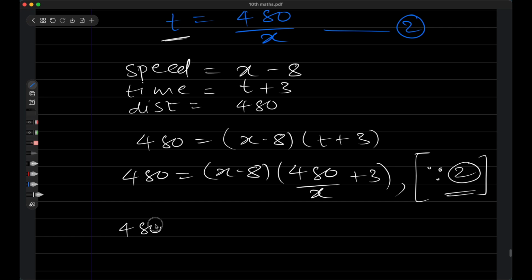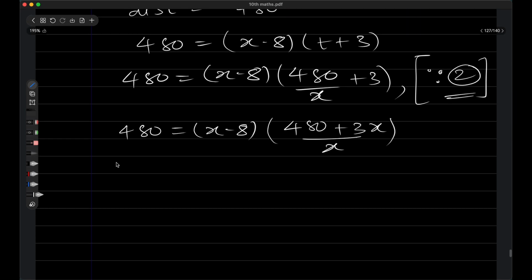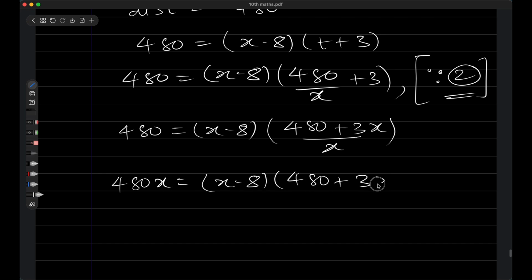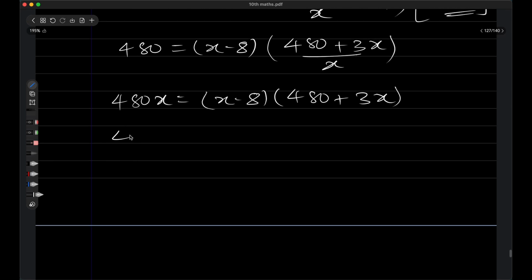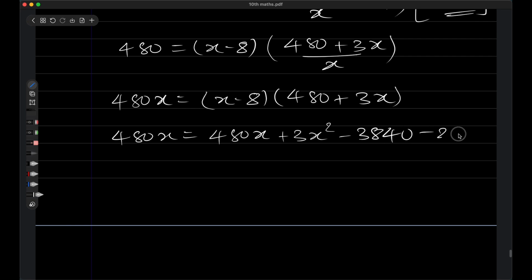Simplify this equation. We have 480 equals x minus 8. Take x as LCM. We have 480 plus 3x. (x minus 8) and (480 plus 3x) upon x are in multiplication, so we can send x to the other side. We have 480x equals (x minus 8) into (480 plus 3x). 480x equals 480x plus 3x square minus 3840 minus 24x.